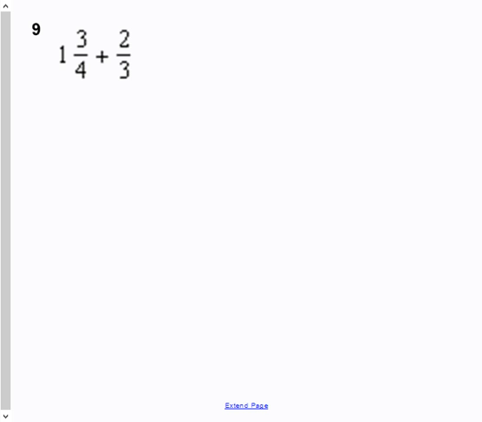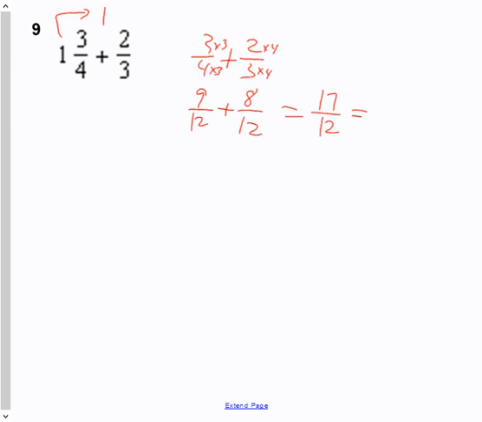Question 9, the only difference between these two is you're adding mixed fractions. Now, there are ways to do it. You could take your 1 and take it out, and then add 3/4 and 2/3, in which case you would get a common denominator of 12, equivalent fraction of 9/12, equivalent fraction of 8/12, that would be 17/12, which is 1 and 5/12. Bring back in the one you brought out, and your final answer would be 2 and 5/12.